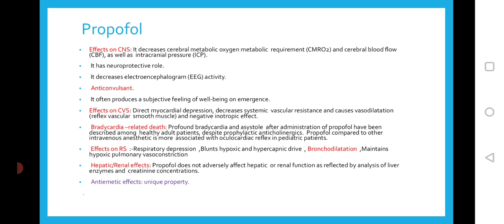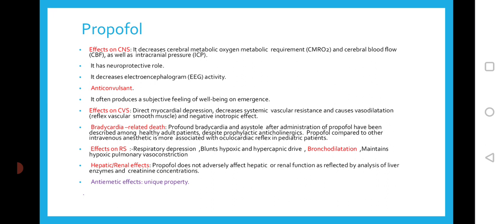On CVS: direct myocardial depression, decreases systemic vascular resistance, causes vasodilation and negative inotropic effect. Bradycardia-related death, profound bradycardia and asystole after administration of propofol have been described among healthy adult patients. Despite prophylactic anticholinergics, propofol compared to other intravenous anesthetics is more associated with oculocardiac reflex in pediatric patients.